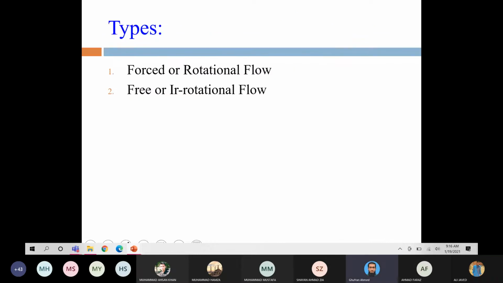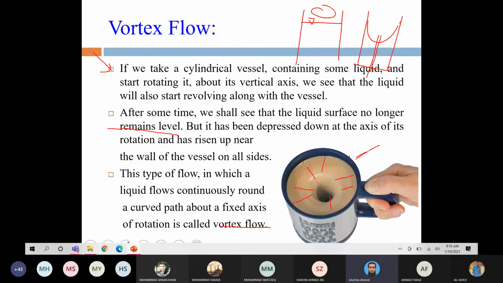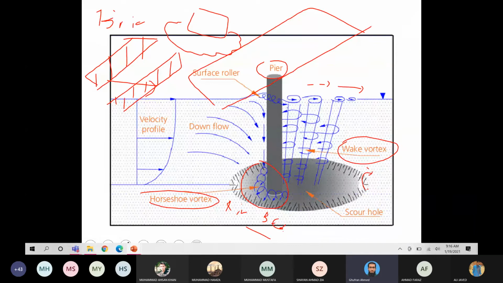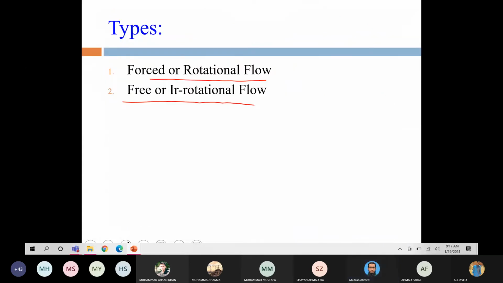Now the two types of vortex flow are the forced vortex flow and the free vortex flow. Forced means that we are generating the vortices by applying some force, just like this example. We are applying some force, either from a spoon or some automatic mechanism, or there can be free vortices.